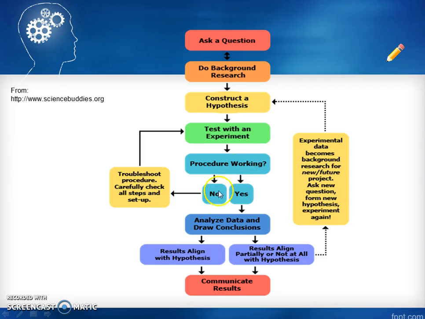Is your experiment working? No? Well, troubleshoot. Go back, check your steps, start again with the experiment. Is your experiment working? Yes. Super. Analyze data, draw a conclusion. Did your experiment align with the hypothesis? Great. Communicate results. Going back here, analyze data and draw conclusions. Did it align with your hypothesis? No? No big deal. That's great as well. Just come on back up and conduct another hypothesis.